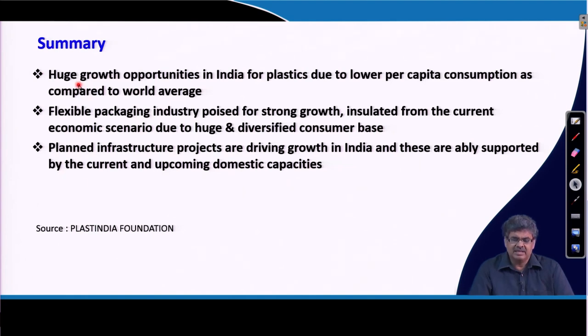So, in summary, there are huge growth opportunities in India for plastics due to low per capita consumption compared to other developed countries in the world. The flexible packaging industry is poised for strong growth and insulated from the current economic scenario due to a huge and diversified consumer base. And planned infrastructure projects are driving growth in India, and these are ably supported by current and upcoming domestic capacities.